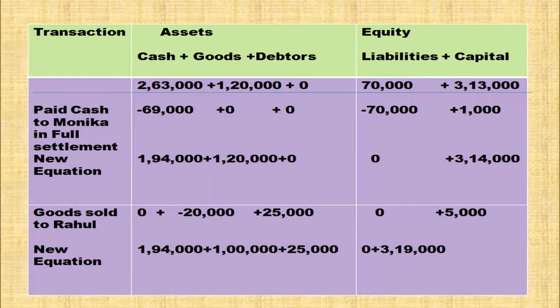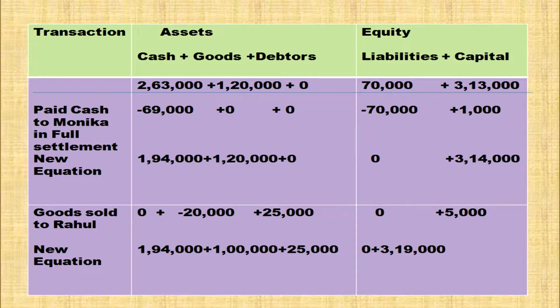And goods are sold to Rahul, so a debtor is arising. So, the debtors column should be included on the asset side, plus 25,000. It is sold for rupees 25,000, so the selling price is 25,000. Debtors are arising for rupees 25,000. Selling price 25,000 minus cost price 20,000, so 5,000 profit as the selling price is more than the cost price. That profit is added with the capital.